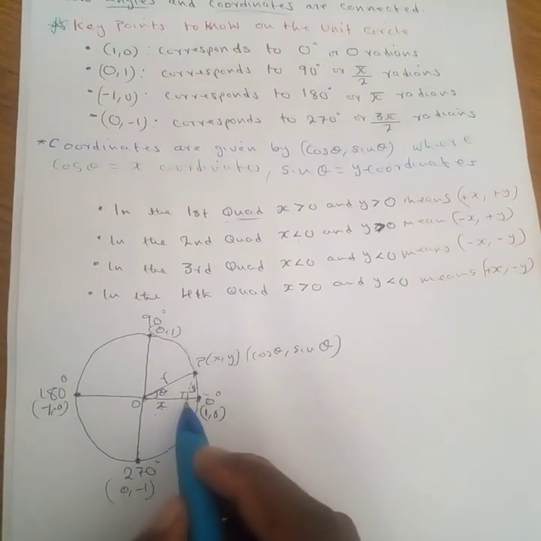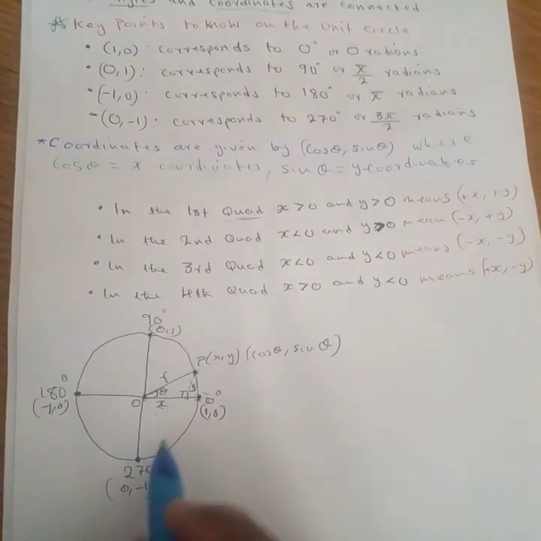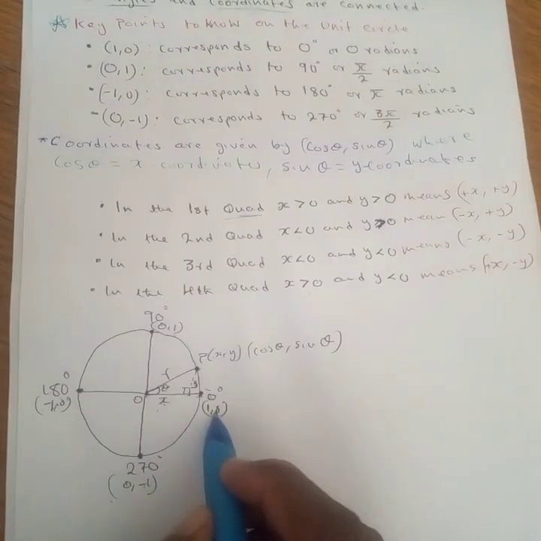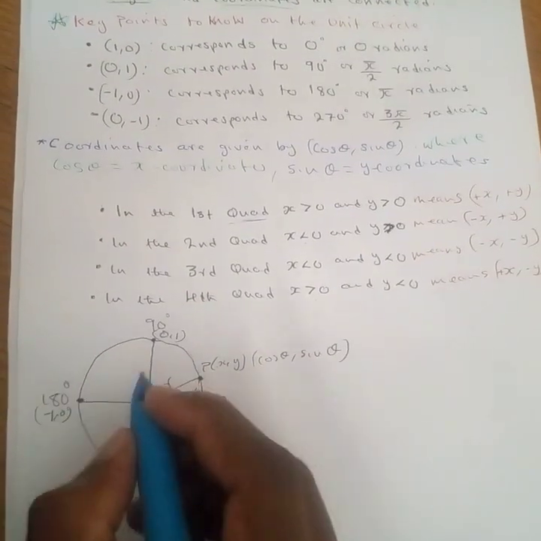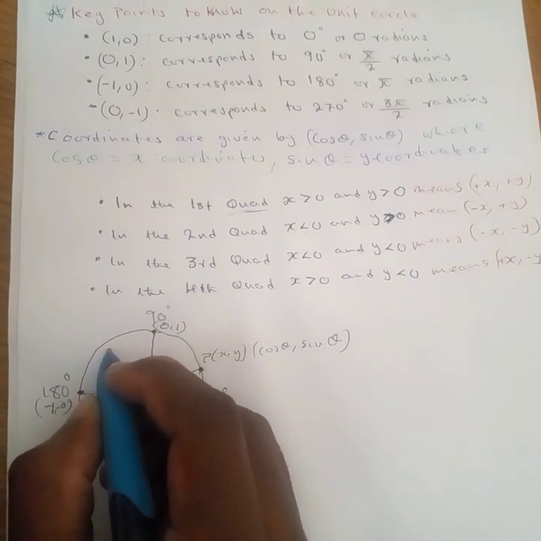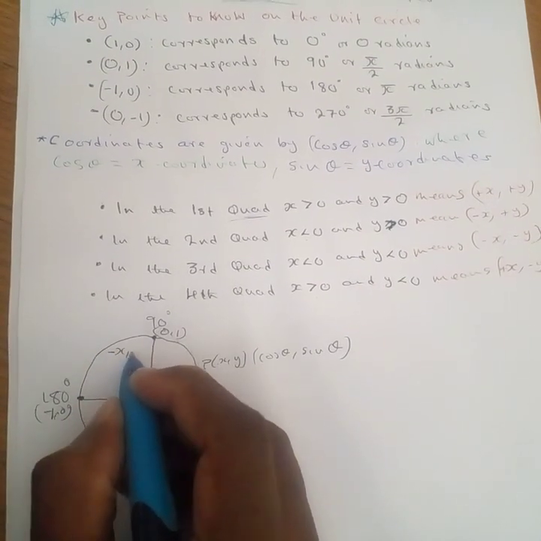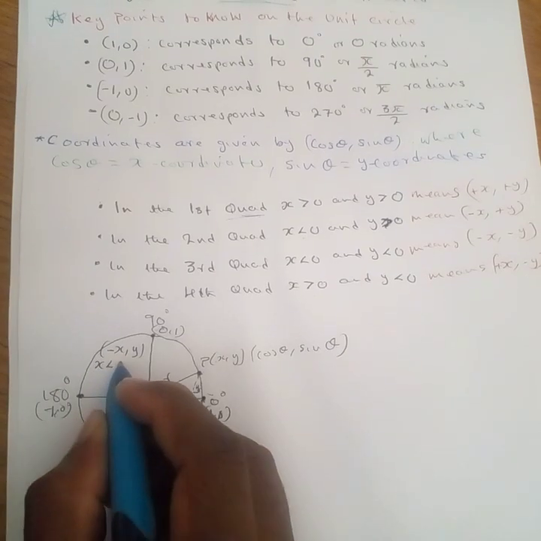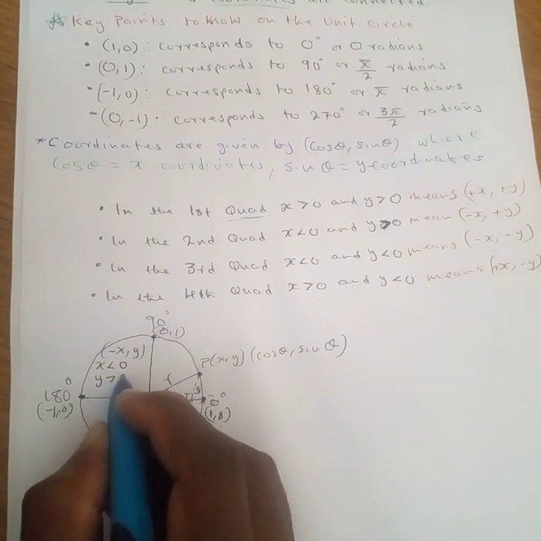But for now, I just want you to understand the part where we indicate these important points. So you can write it in the following way. Here we know that x is negative, y is positive, so x is less than 0, y is greater than 0.